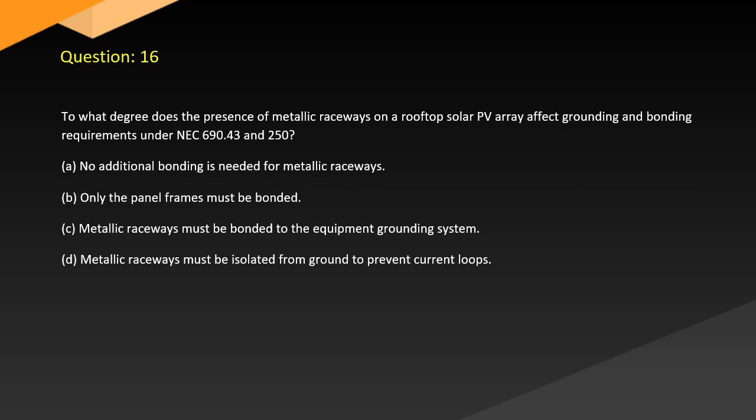Question 16. To what degree does the presence of metallic raceways on a rooftop solar PV array affect grounding and bonding requirements under NEC 690.43 and 250? A. No additional bonding is needed for metallic raceways. B. Only the panel frames must be bonded. C. Metallic raceways must be bonded to the equipment grounding system. D. Metallic raceways must be isolated from ground to prevent current loops.